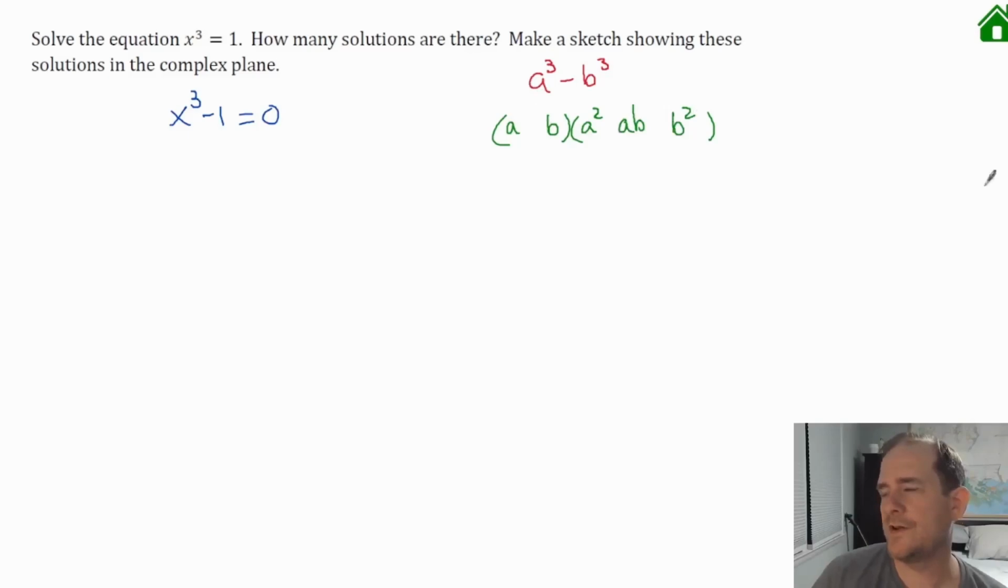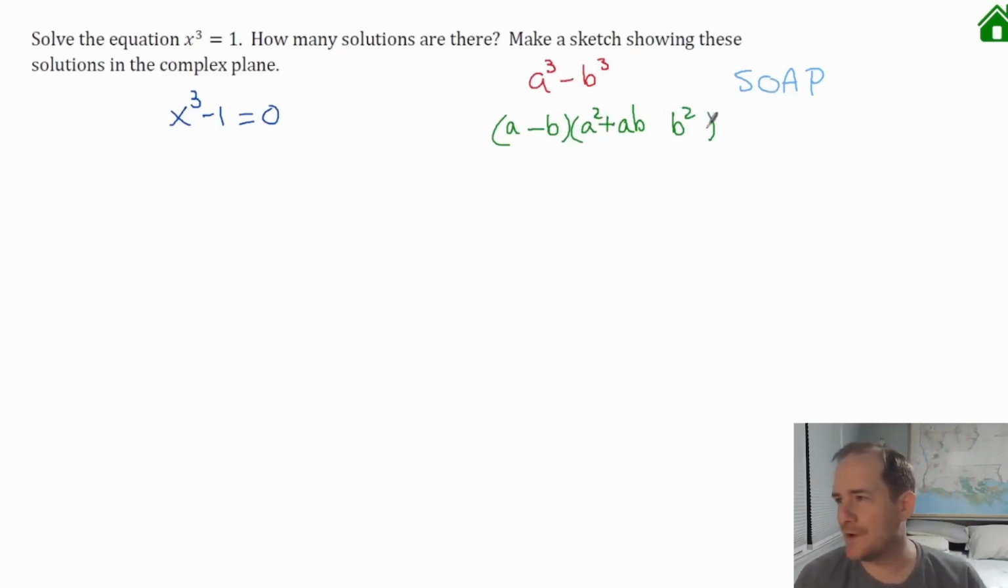Then we use the mnemonic SOAP, S-O-A-P, and we did the same sign. So because we were factoring a difference, we put a difference. And a difference, the opposite, becomes a plus. And then AP stands for always positive. So plus, or always plus, whatever it is, but it's plus.